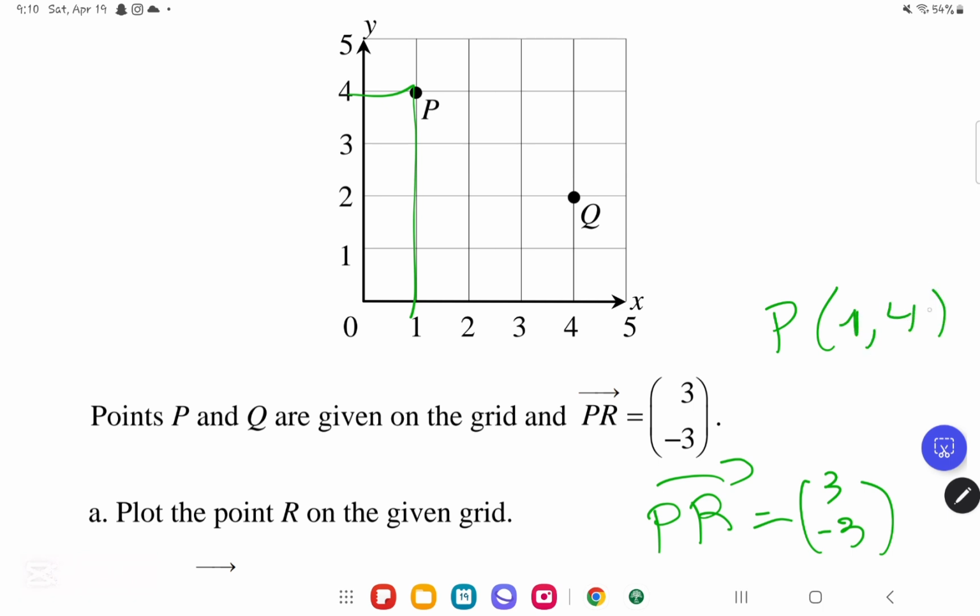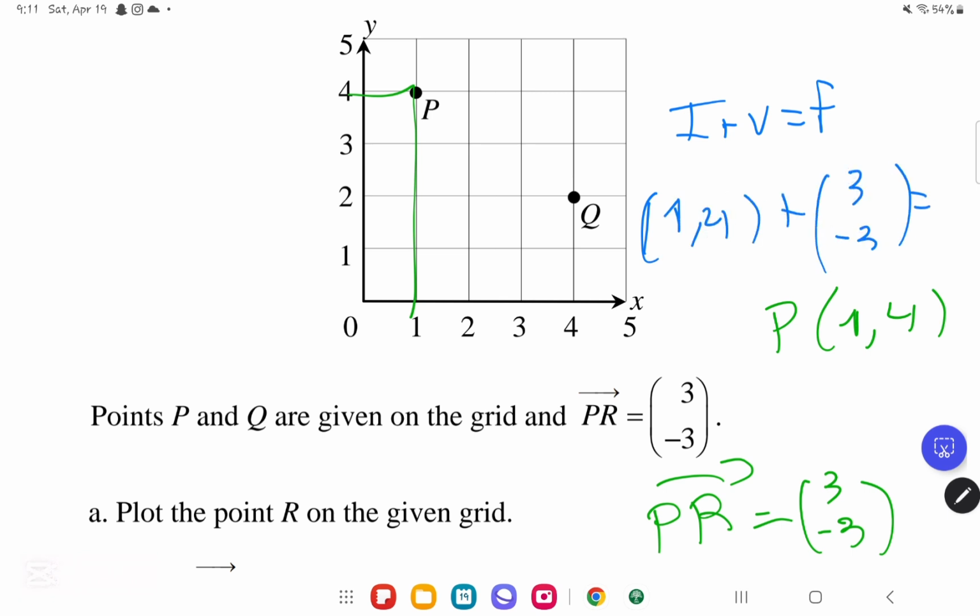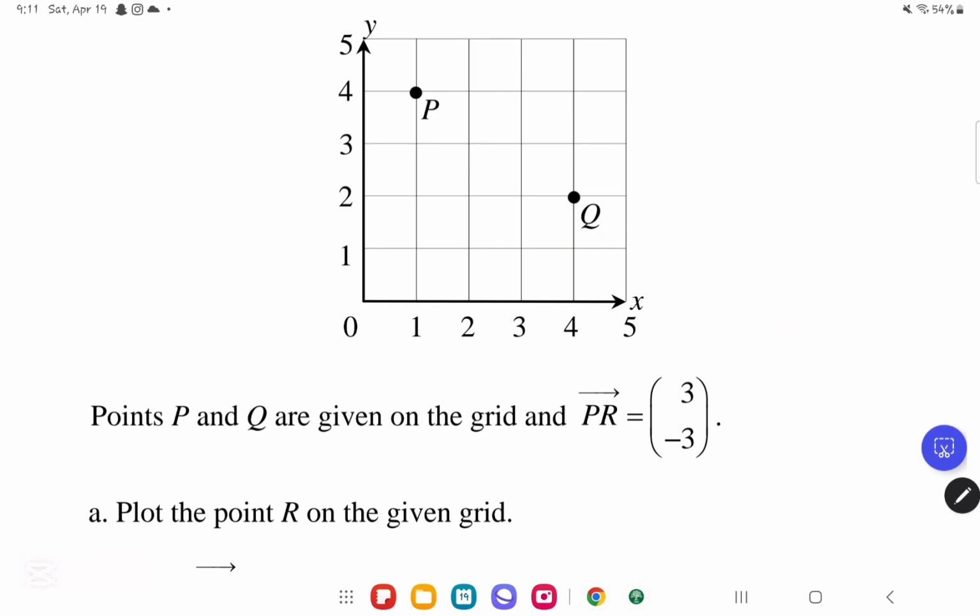So to move from P to R, we will need to follow the equation. Initial plus vector is equal to final. We need to get to the final, which is point R. We have the initial point, which is 1, 4, plus the vector, which is 3 minus 3. You will put them together, and you will get what? 4, 1. So the final point of R is going to be over here. It's going to be 4, 1. Okay? We move on to part B.